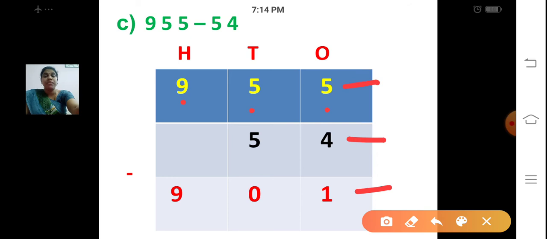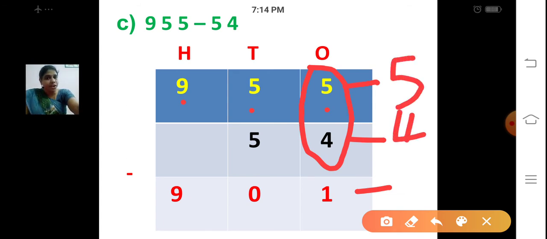Now take the next one, 54. 4 in the ones place, 5 in the tens place. Let's subtract these two numbers. Where will you start? Yes, from the ones place. 5 minus 4. How will you subtract 5 minus 4? Start from number 4. Count forward till you reach 5. After 4, 5. So how many numbers have been counted? 1. So 5 ones minus 4 ones is 1. Write down 1. Now let's move on to the next one.